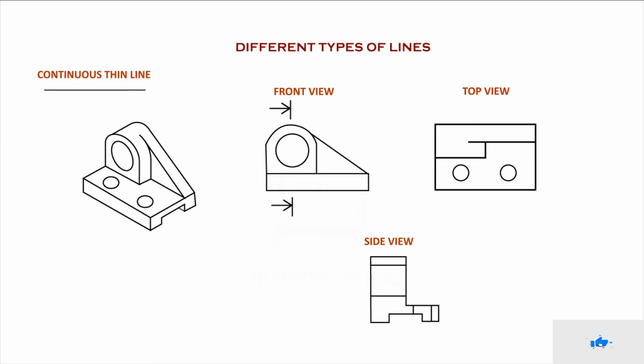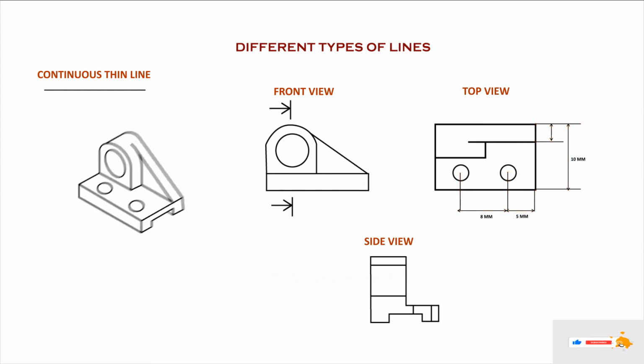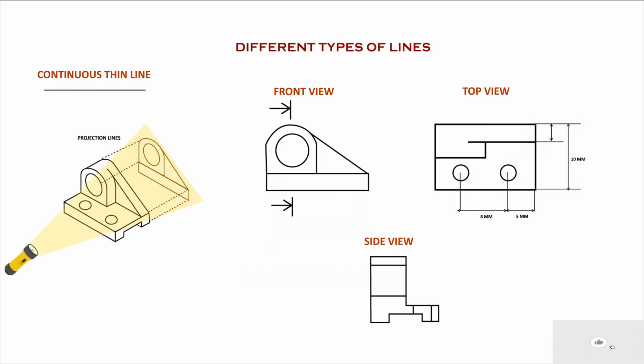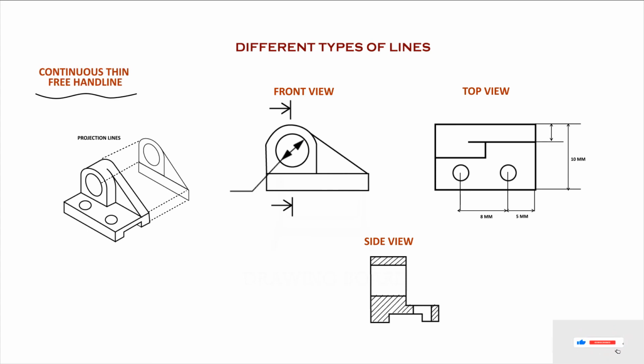Continuous thin line. This line is used for extensions, dimensions, projections, hatching, leaders, etc. Continuous thin freehand line. This line is used to show short breaks and irregular boundaries. Thin line with zigzags. This line is used to show a long break.